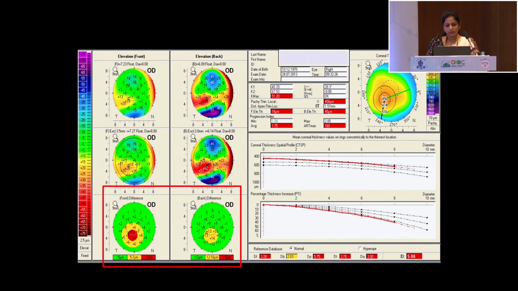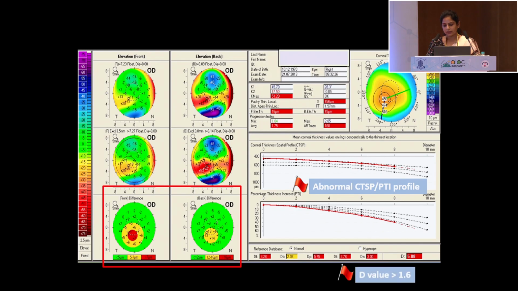And then the bad maps, you have to see the color coding in that, like after the difference map, red indicates that it is not normal and yellow indicates it is suspicious. And the abnormal corneal thickness spatial profile and percentage thickness profile. And D value should not be more than 1.6.